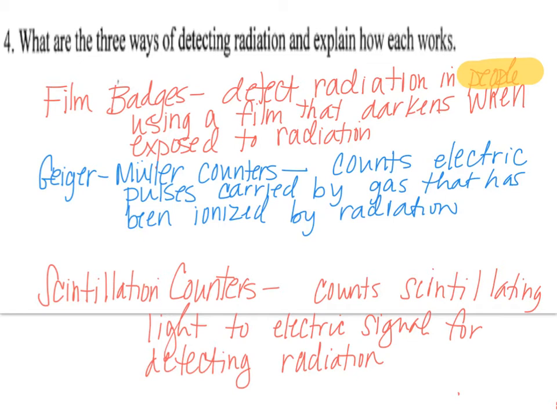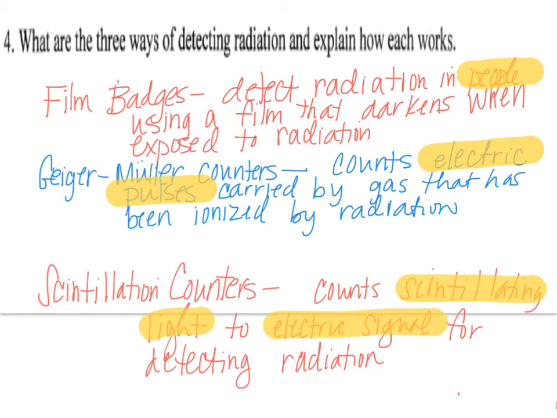Geiger-Müller counters count the electric pulses carried by gases. So they count electric pulses. That's going to be your clue word there. And whenever you've seen movies or anything where they're detecting radiation and you hear that real click, click, click, click when they're waving a wand in front of an item, that's what a Geiger-Müller counter is. And then the scintillation counters count scintillating light and convert it into electric signals, and that's how they detect radiation. Those again are some of our vocab or definitions. You need to make sure you know the 3 types: film badges, Geiger-Müller counters, and scintillation counters.